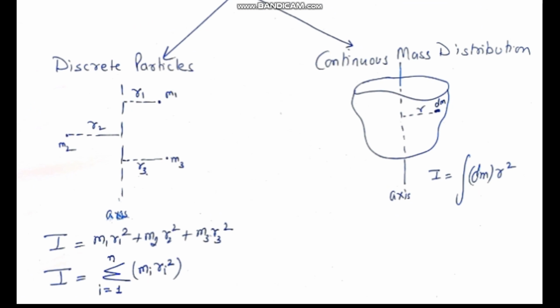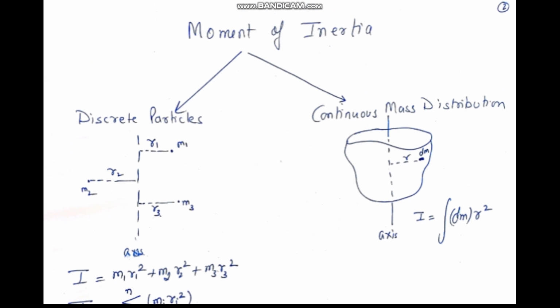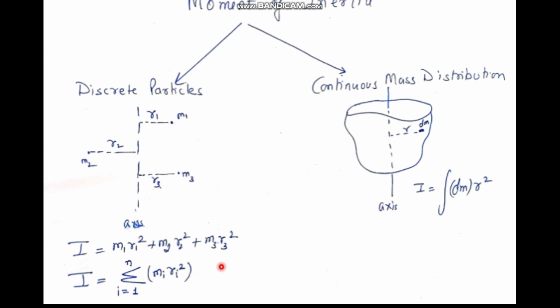So these are the two basic formulas for moment of inertia, and we will be using these two formulas to evaluate the moment of inertia in different cases. From these two formulas, it is very clear that the moment of inertia depends on mass as well as the distance of that mass from the axis of rotation. That is why I suggested that moment of inertia depends on distribution of mass.